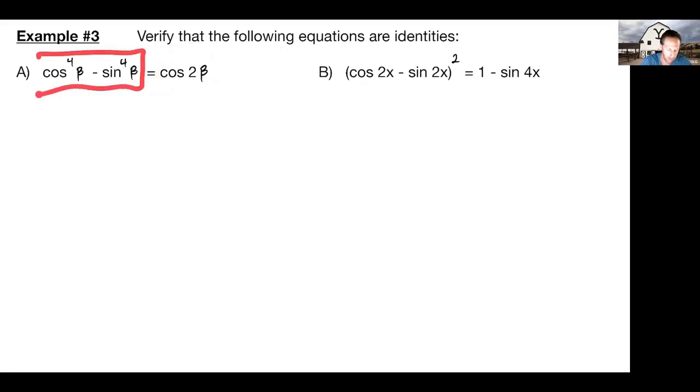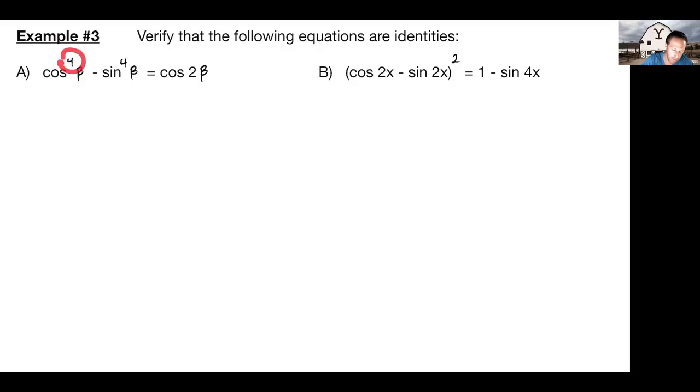And right away, hopefully you recognize that this is a double angle that they're trying to say is equal to that. Okay, so I'm going to take the left side and try to prove that it is indeed equal to the right side. If you want to pause it and try it on your own, go for it. Otherwise, check this out.